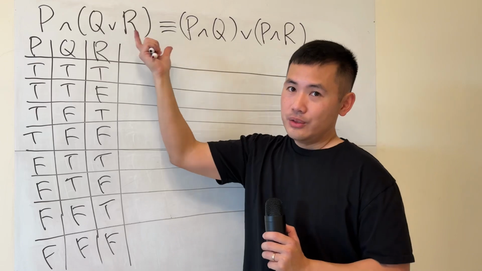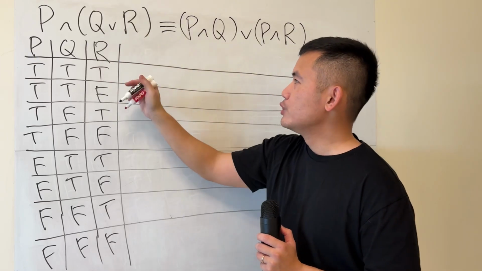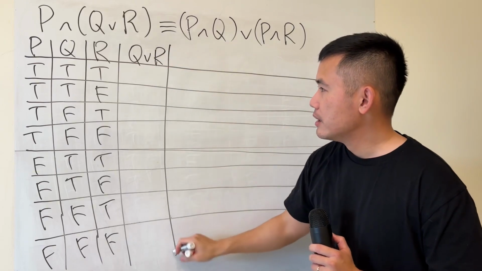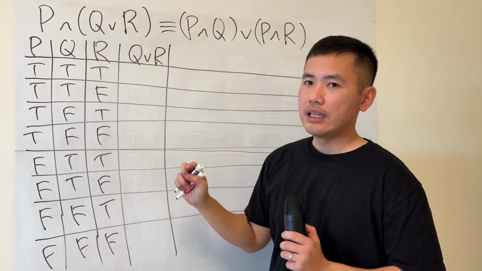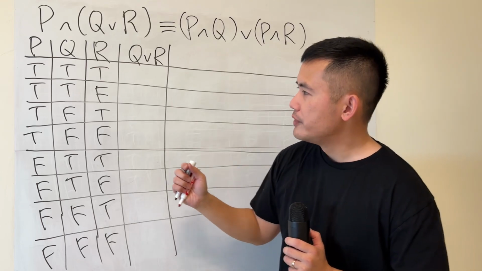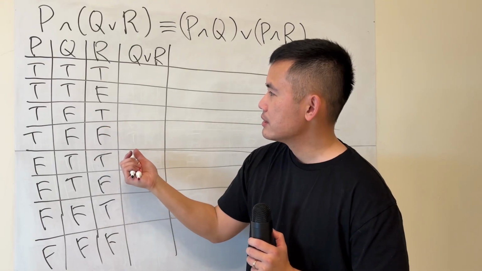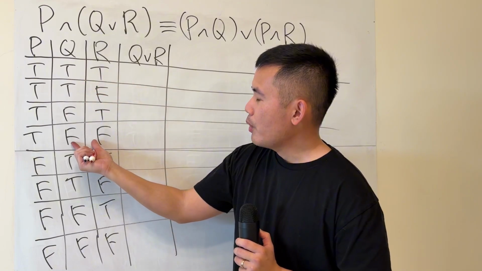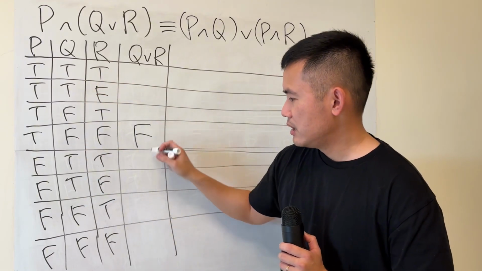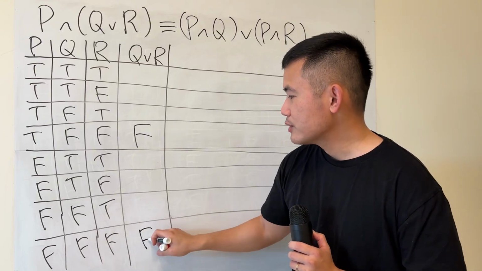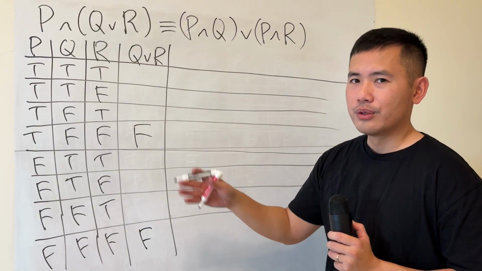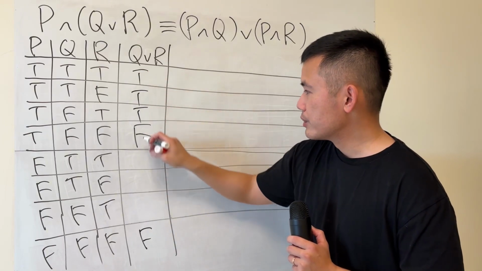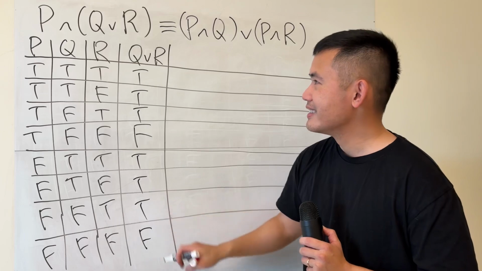On the left-hand side, remember, always do things inside out. So we should be looking at Q or R. So we're looking at these two, and it's an or statement. If both of them are false, then this right here will be false. As long as one of them is true, then the whole thing is true. So only these 2 are false, and the rest are true.